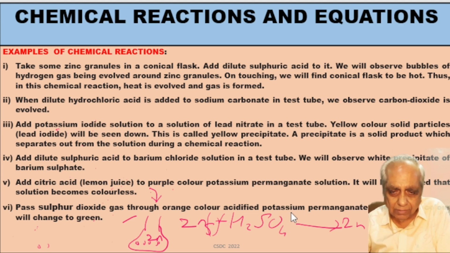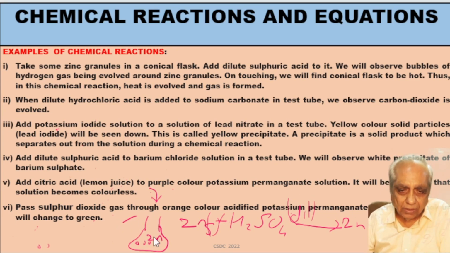Okay, so zinc reacts with dilute sulfuric acid. We can write dil. in brackets, that this is my dilute sulfuric acid, to form zinc sulfate, and hydrogen gas is given out. So this reaction shows that during a chemical reaction sometimes gas is given out. And if I touch this flask, I will feel it hot. So heat is also evolved in this reaction. So this is called an exothermic reaction also.